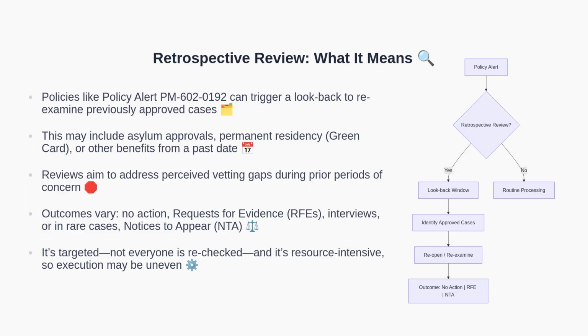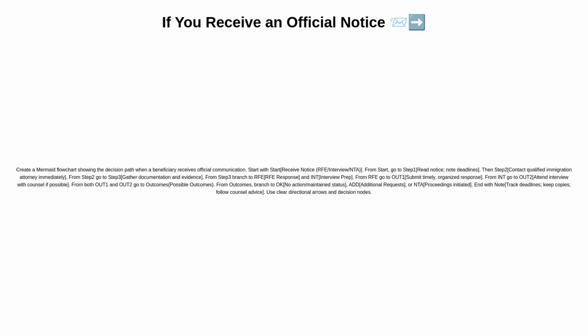Next, let's discuss the legal stability of asylum and how that interacts with review policies. This flowchart maps your actions after receiving official communication. First, you identify the document and its deadlines. Next, you consult a qualified immigration attorney. Then, you gather relevant documents. If it's an RFE, you prepare a timely and organized submission. If it's an interview, you prepare and attend, preferably with counsel. Outcomes can include no action, additional requests, or initiation of proceedings. Throughout, track deadlines, keep copies, and follow your attorney's guidance.